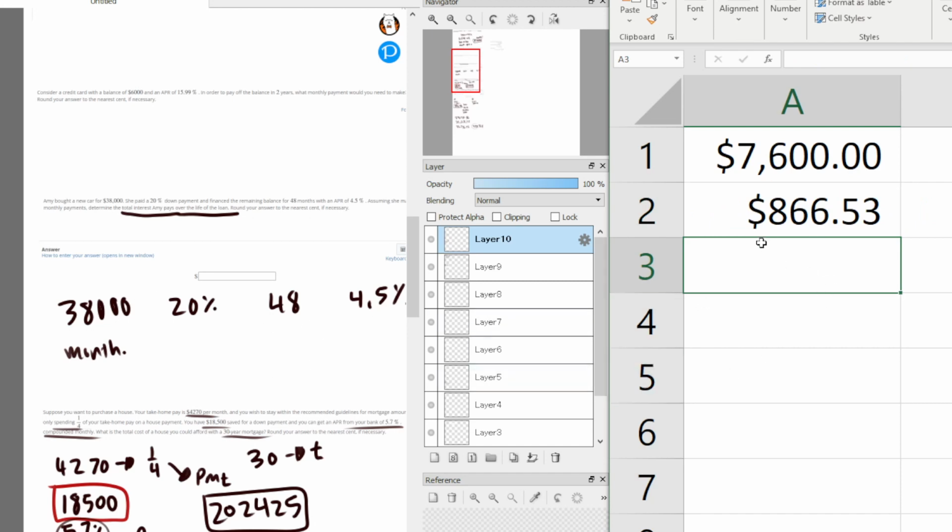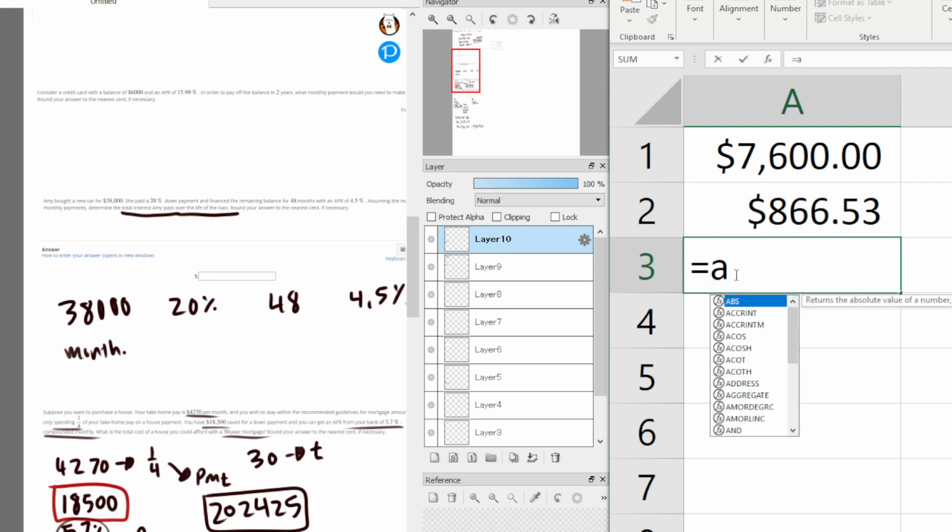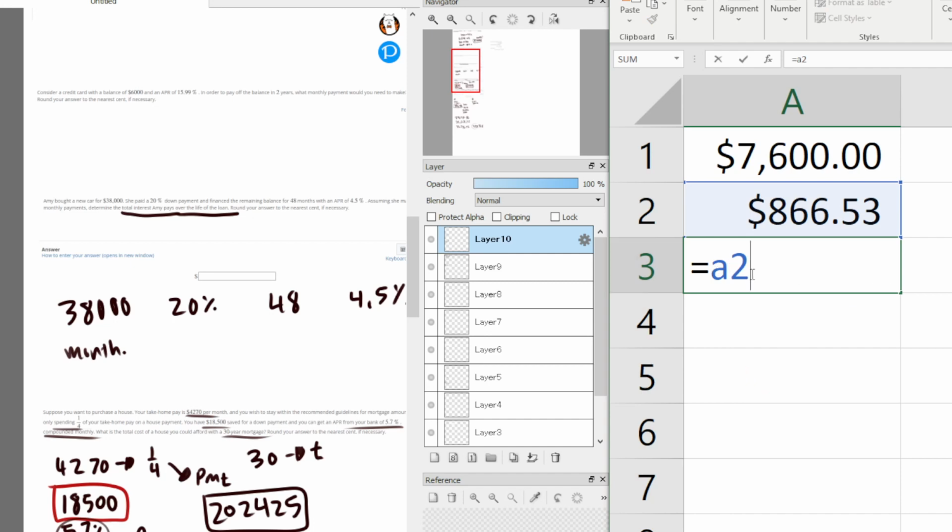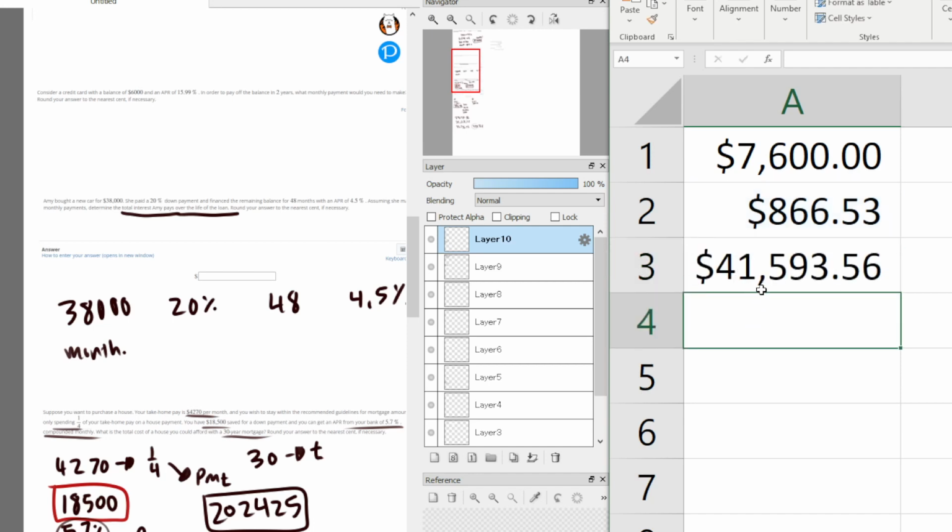Now, it's not asking for the payment. It's asking for how much she pays over the life of the loan. So we will go and take what we found in A2, our monthly payment, and we will times it by the amount of months that we have, which is 48. And that will be $41,000 and 593. Sorry, sometimes saying the numbers at night is kind of tricky for my mouth.